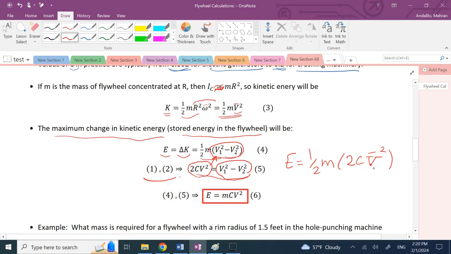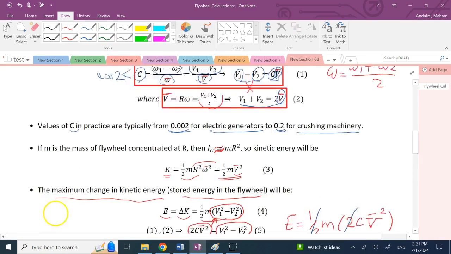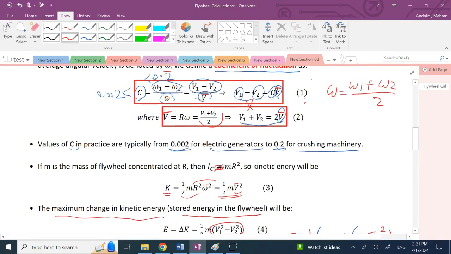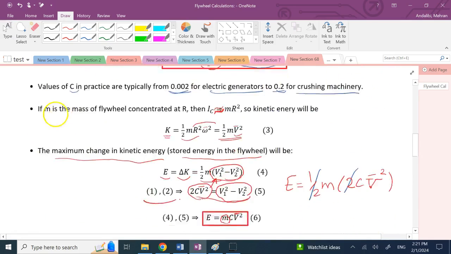And these two 2's would cancel each other, and your E is going to be mcV squared. Again, here you can use V bar if you want. And we use this formula 6 to calculate the required mass for the flywheel. So this is equation 6, as well as equations 1 and 2, which are typically used for the design of the flywheel.